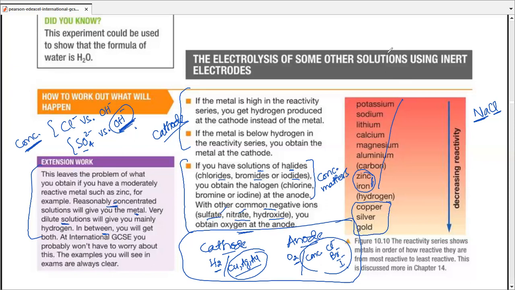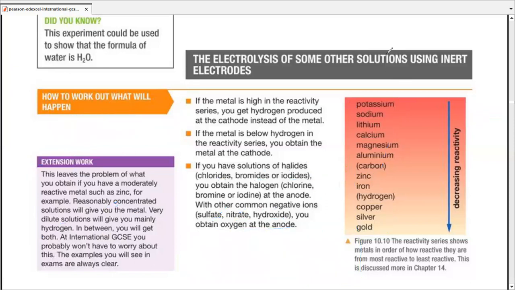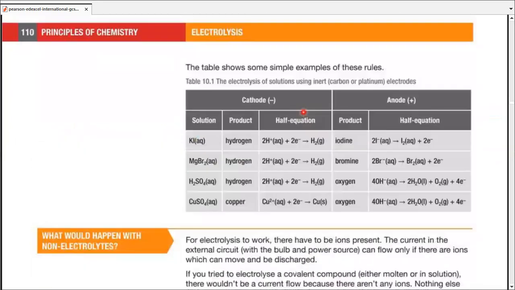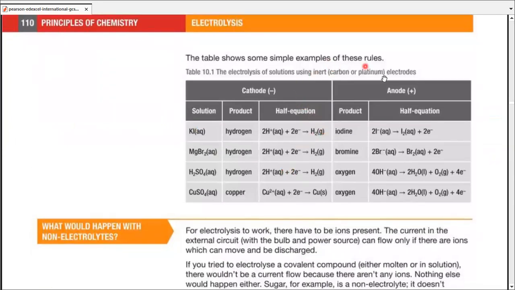Right? Let's see what we have up next, whether the chapter is finished or not. Okay, so with these rules, it's pretty easy for you to come up with the name of the product or the half equation at cathode and anode.